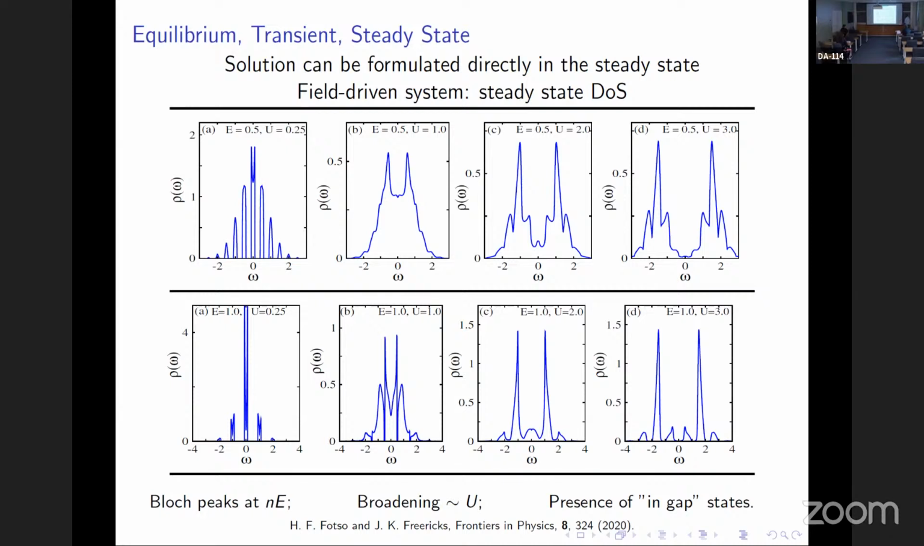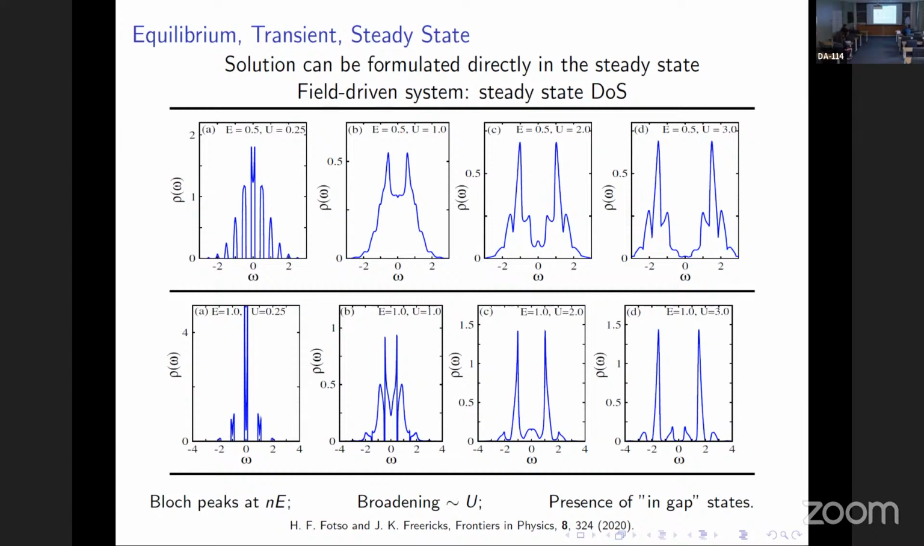When you turn on an electric field, you have the well-known Wannier-Stark ladders that have essentially delta function peaks at integer multiples of the electric field strength. And those peaks will broaden as you crank up the interaction. They'll broaden and then they will merge. But then you will actually get the opening of the gap that's delayed to much stronger interactions. And even when you do get the opening of the gap, you will have the creation of in-gap states as a result of the applied electric field.